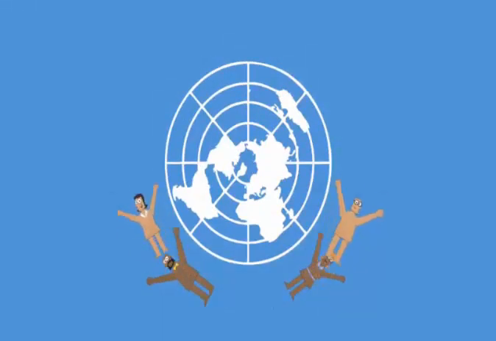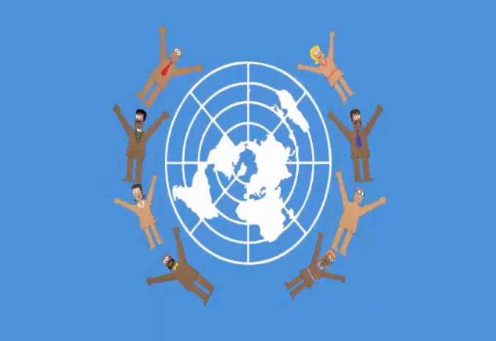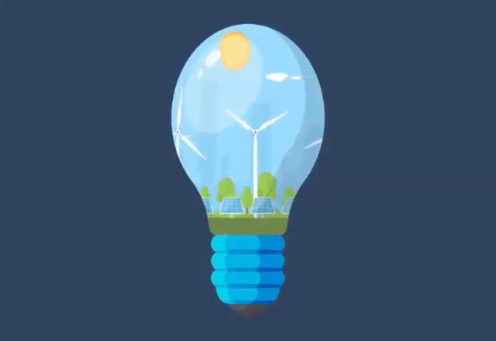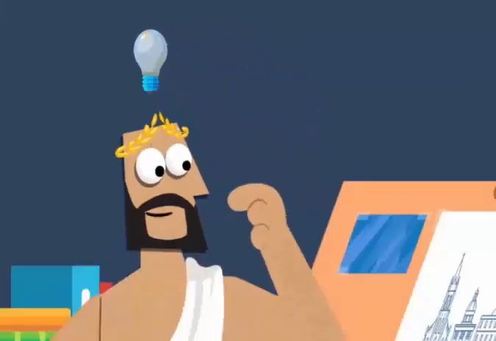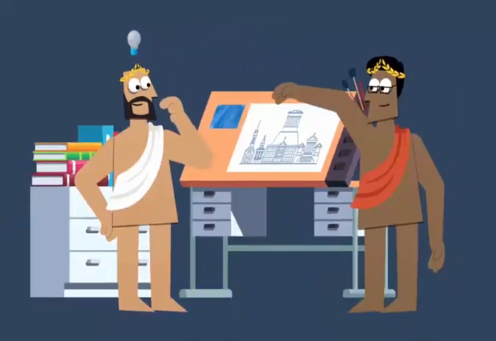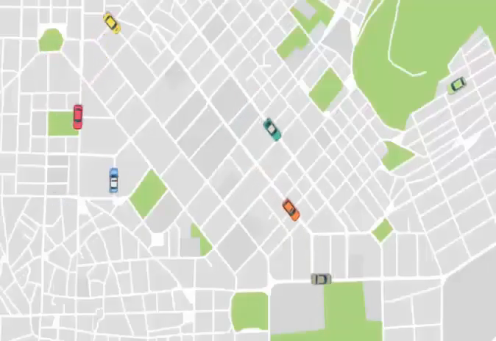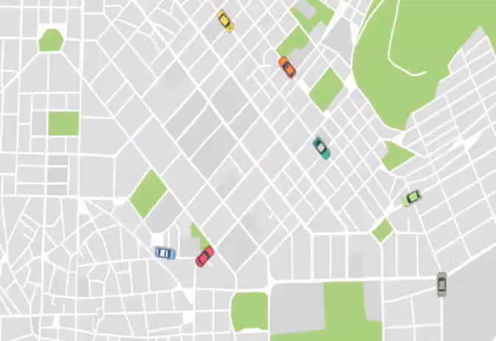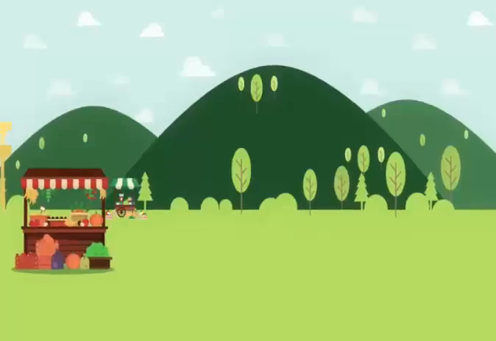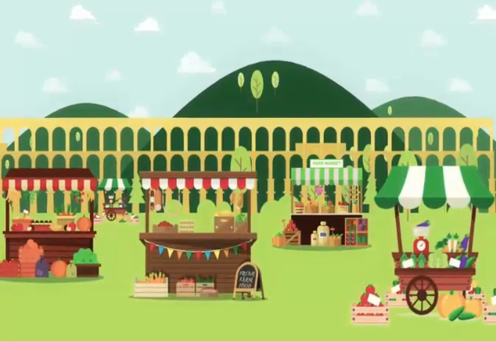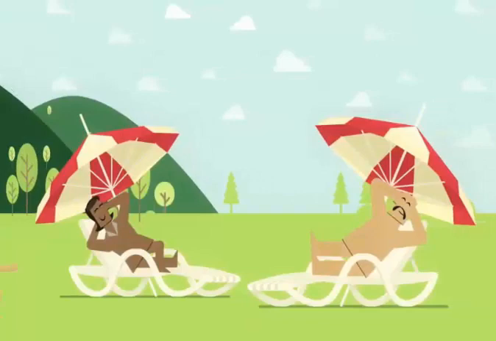Target number 2. Provide access to safe, affordable, accessible, and sustainable transport systems, improving road safety, notably by expanding public transport, with special attention to the needs of those in vulnerable situations, women, children, people with disabilities, and older people. Target number 3. Enhance inclusive and sustainable urbanization and capacity for participatory, integrated, and sustainable human settlement planning and management in all countries.